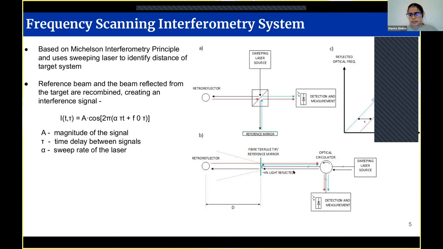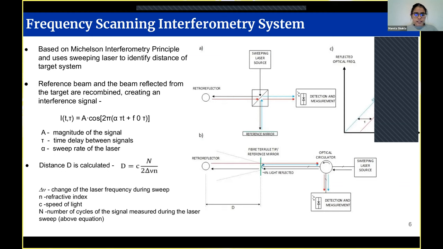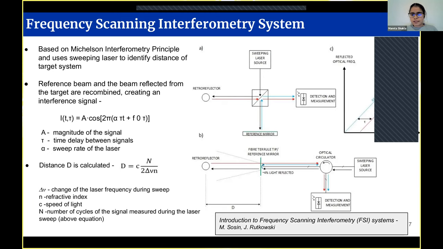But here we are using an optical circulator, and for reference, we use a fiber ferrule tip, considered to be at a known distance. The unknown distance is our target, which is the retroreflector surface we put on our devices or magnets just to know at what distance they are. With this equation, we can calculate exactly the unknown distance. To know more about the principle behind FSI, you can refer to this presentation.